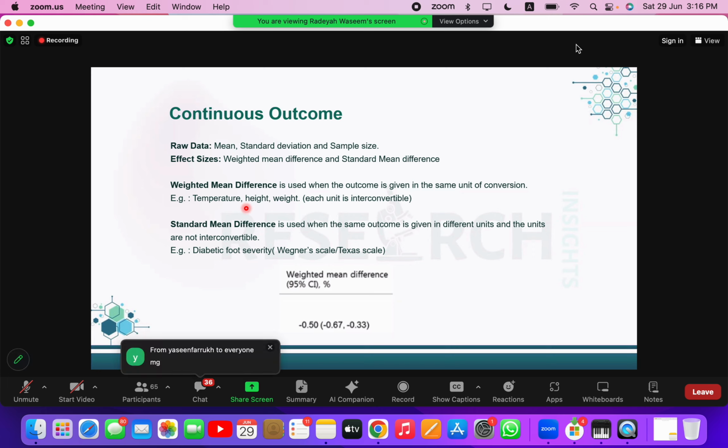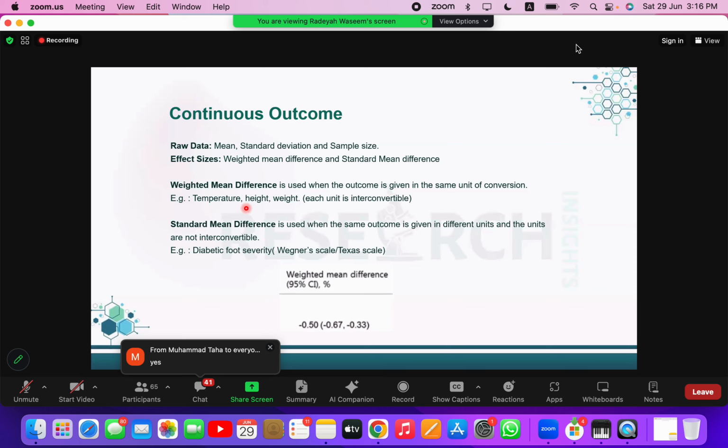Milligram per dl. You could use gram per dl as well, and milligram per liter as well. Again, are these units interconvertible? Can you convert different units for measuring cholesterol? Can you convert these units into one another? Yes, you can convert them. So again, you will use weighted mean difference.